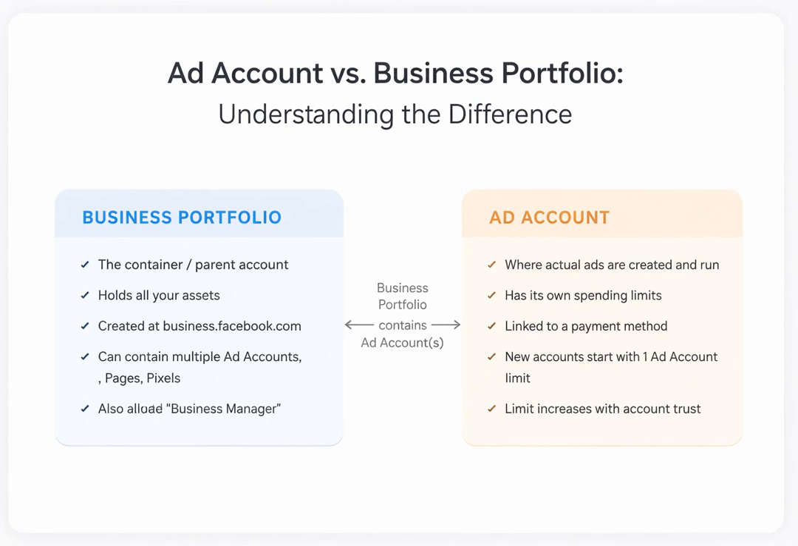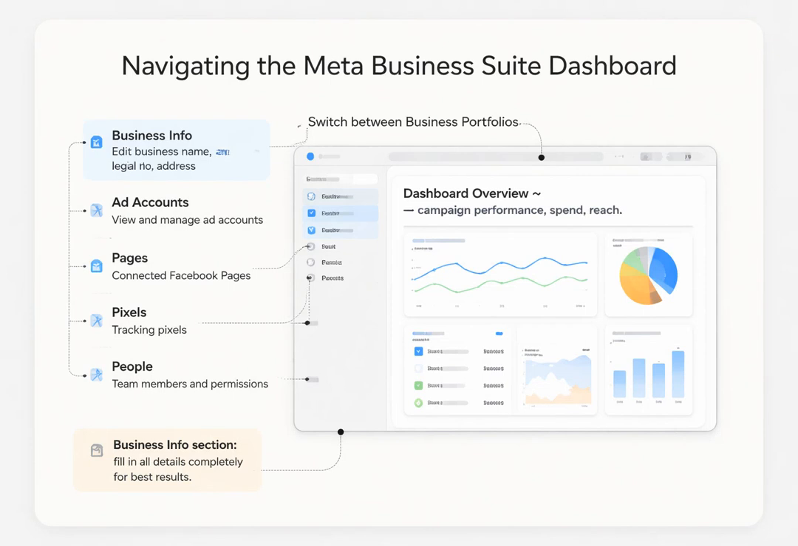When you first create a business portfolio, Meta typically allows you to create only one ad account. As your account builds trust and history, that limit can increase. The instructor points out this limit directly, noting that new accounts are restricted to one ad account creation at the start.